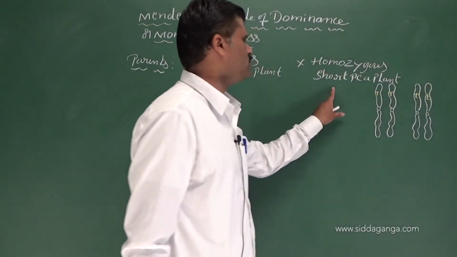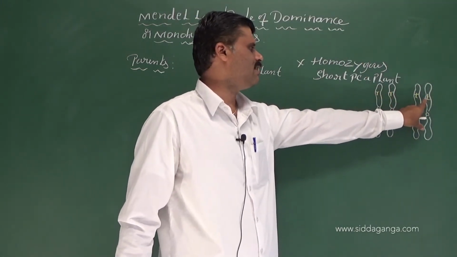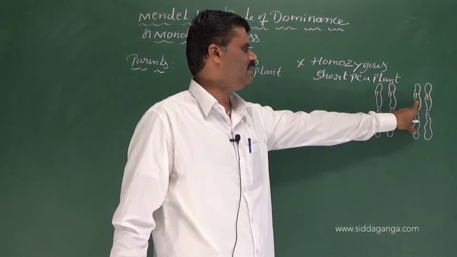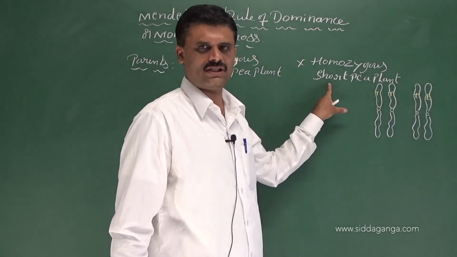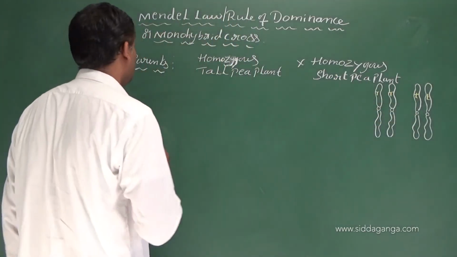Here also homozygous short pea plants means the paired genes on homologous chromosomes for a character that is height are representing what? The short, that is called as homozygous short pea plant.